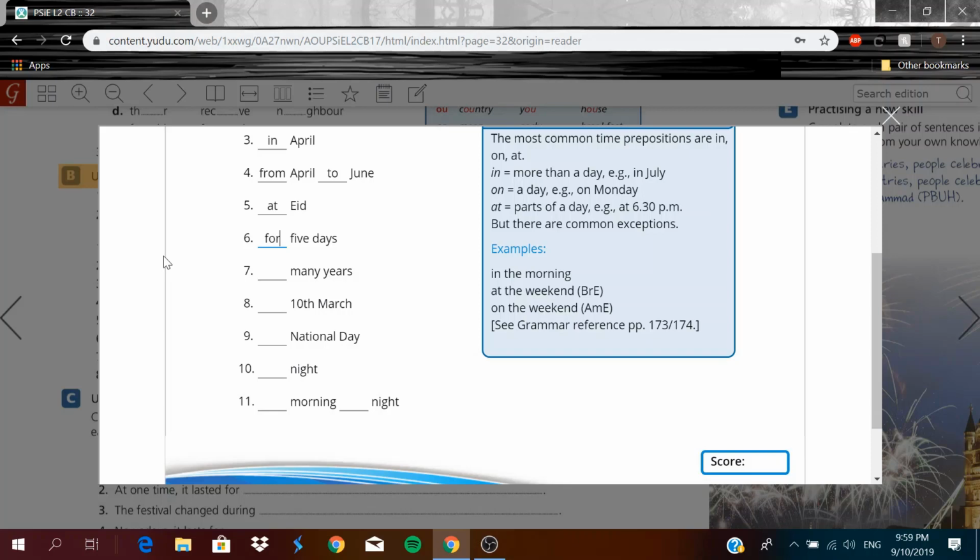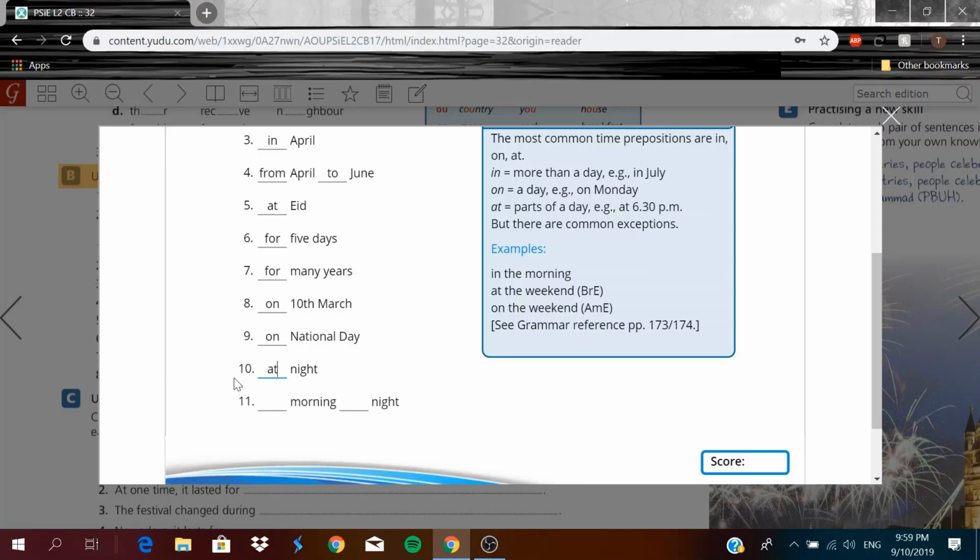Then we have 6, 5 days. So we'll use for 5 days. Okay? Many years. For, again, many years. And we have 8, 10th March. So 10th March will be on. Okay? So on March, or on the 10th of March. Okay? And then we have 9, National Day. What do you guys think? Again, on, that's correct. On National Day. And we have 10, night. Okay, so night, what is it? It's part of a day, so we'll use at.